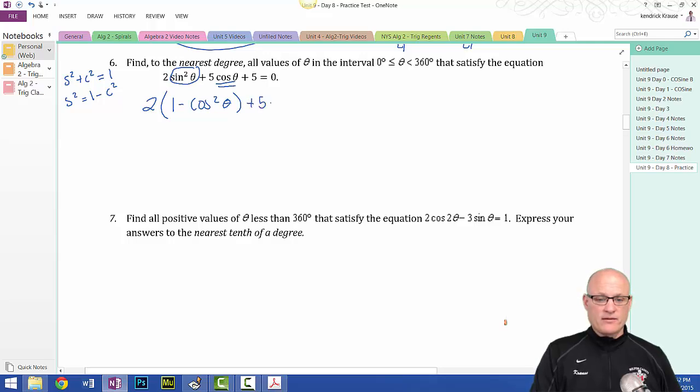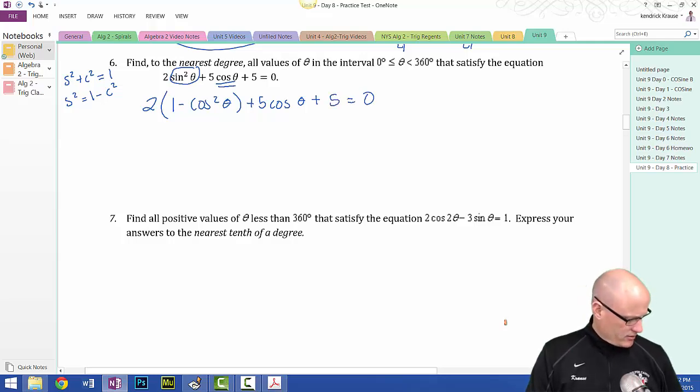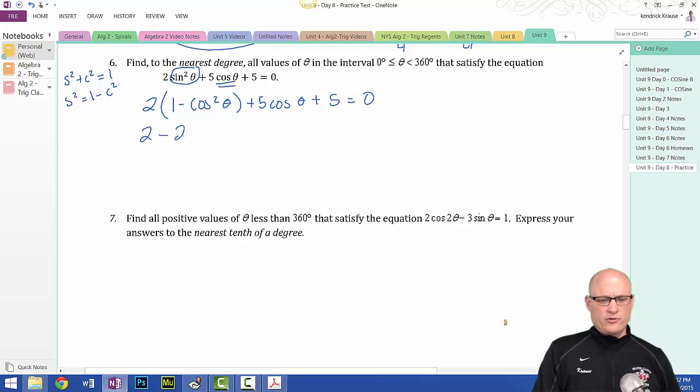Plus 5 cosine theta plus 5 equals 0. That seems rather odd. All right, so I'll distribute the 2, so I get 2 minus 2 cosine squared theta plus 5 cosine theta plus 5 equals 0. Now, since this is negative, everything has to go to the right side. I'm not going to show you how to bring things to the right side. You should be able to do this.